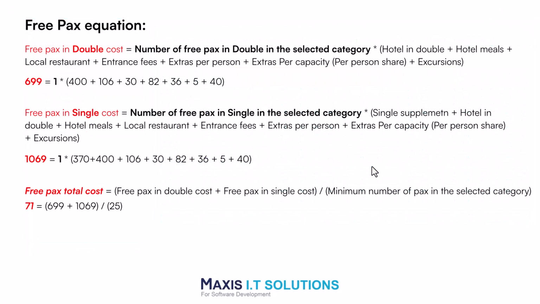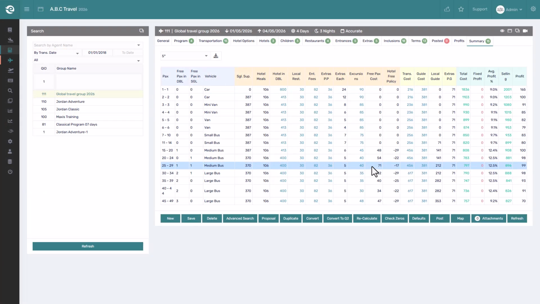So the logic is, if the free guest is in double only, the system will calculate DBL share. If the free guest is in single only, the system will include the single supplement. If the free guests are in both double and single, the system will calculate separately and combine. This ensures the free Pax cost is always calculated accurately.